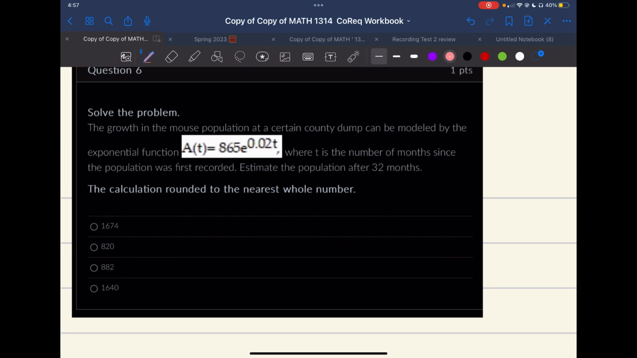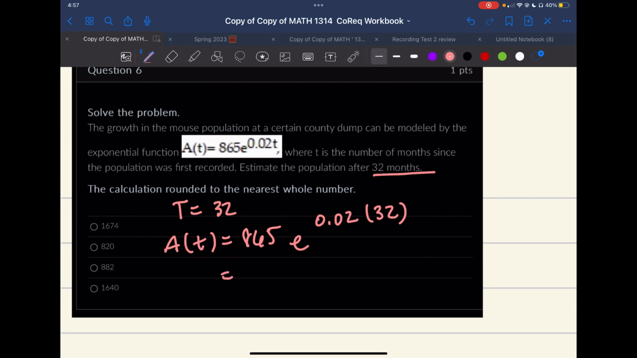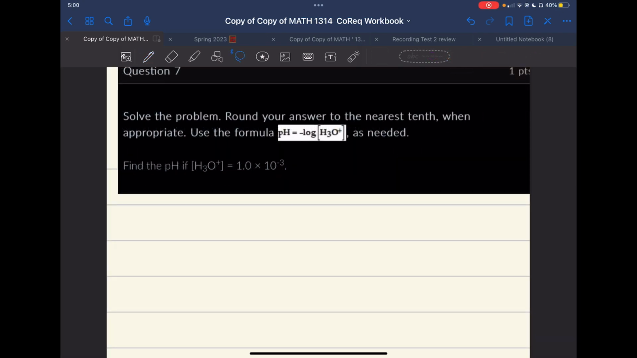So you're just substituting here. t equals 32. So I have A of t equals 865 e to the 0.02 times 32. I'll just put this in the calculator. So A of t equals 1,640. Next problem: round the answer to the nearest tenth when appropriate. Use the formula pH equals negative log of the hydronium ion as needed. So this hydronium ion, we're just going to call it x.